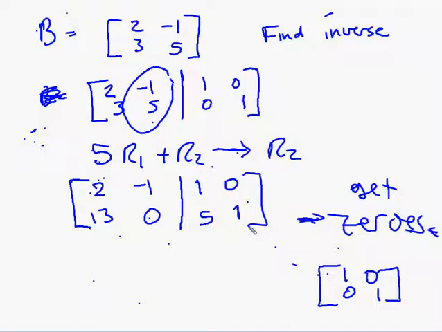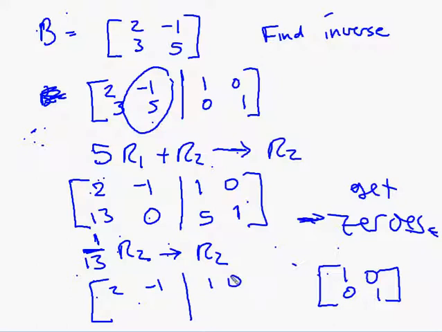Now, sometimes it's helpful to take a little detour and go ahead and get a 1. So I'm going to do the next thing, and then you're going to figure out how to finish it out. I'm going to do 1/13 of row 2 and put that answer into row 2. And hopefully you see why I'm doing that is so that I get a 1 there and I have a much easier time on the left-hand side. So I get a 1, this will be a 0, this would be 5/13, and this would be 1/13.